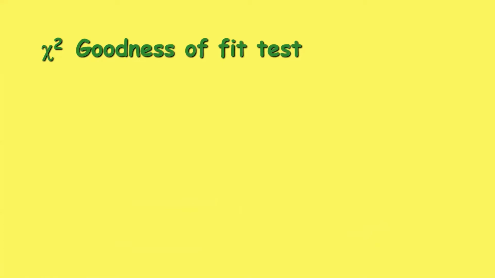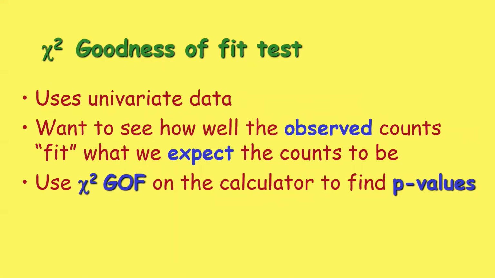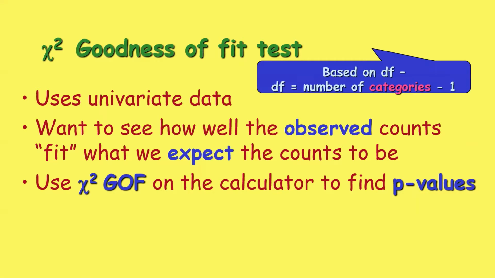So the chi-square goodness of fit test is used for univariate data. We want to see how well the observed counts fit what we expect the counts to be. This is very similar to probability when we talked about theoretical versus experimental. Theoretical is what you expect, your expected count. And observed is just like your experimental, what you actually get when you perform the test. Use chi-square goodness of fit on the calculator to find p-values. And as I've already said, it's based on degrees of freedom, which is number of categories minus 1.